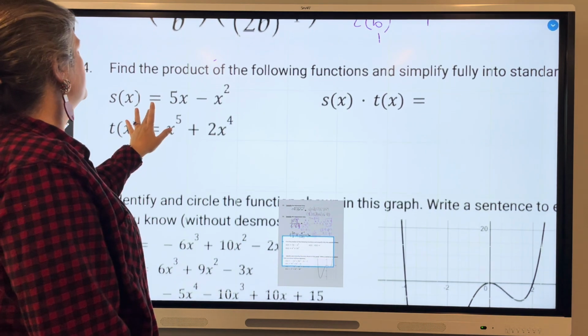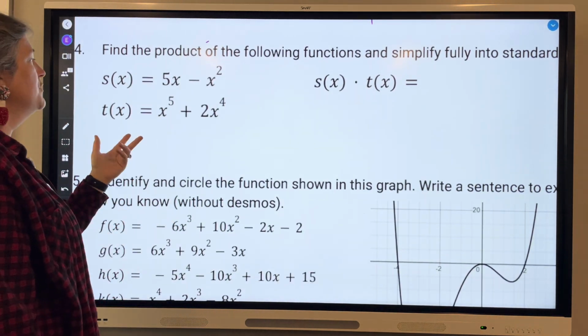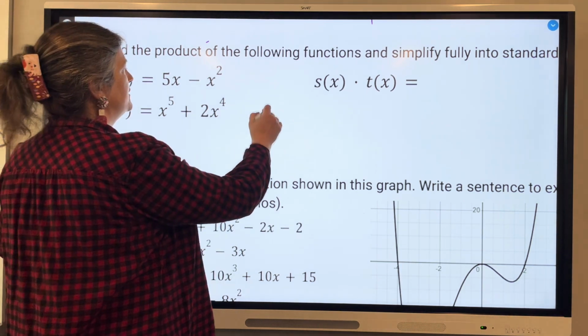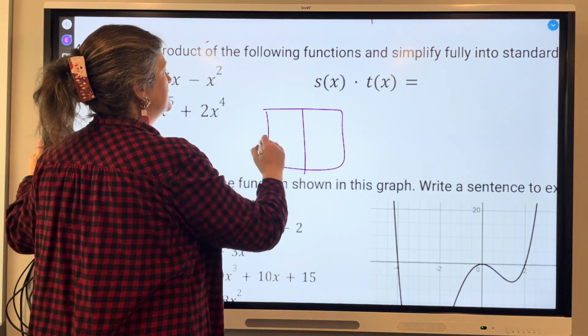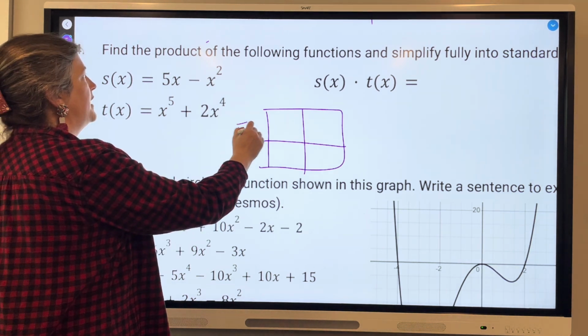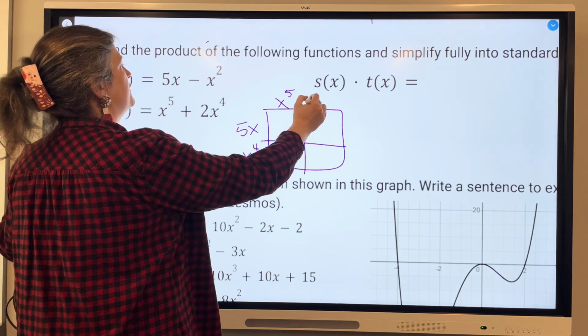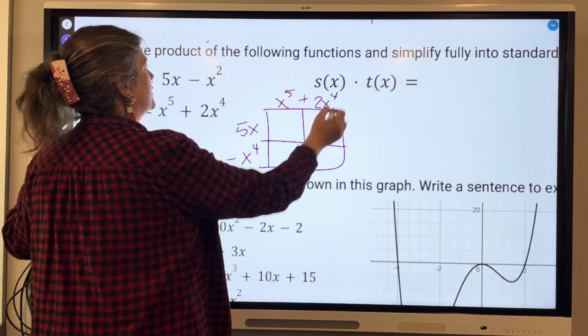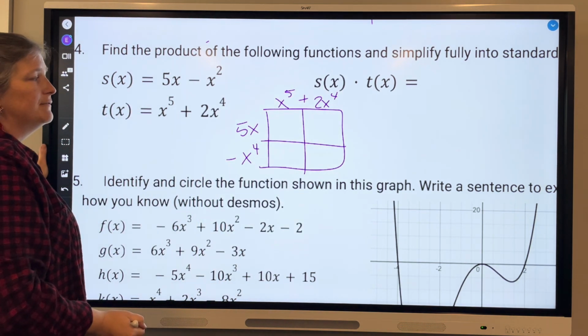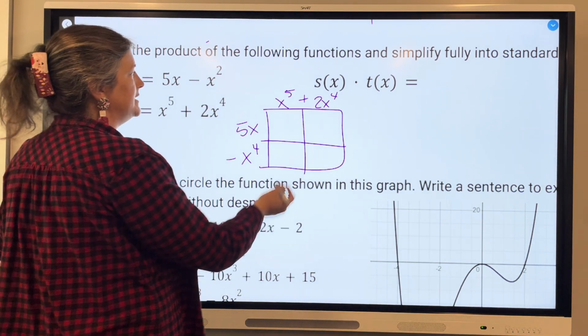All right. Find the product of the following functions and simplify into standard form. So I'm going to multiply these two things. Well, multiplying two things with pluses and minuses means I'm going to use my area model. 5x minus x to the 4th times x to the 5th plus 2x to the 4th. I'm going to get 4 pieces, and I'm not sure any of them are going to match, but we'll see.